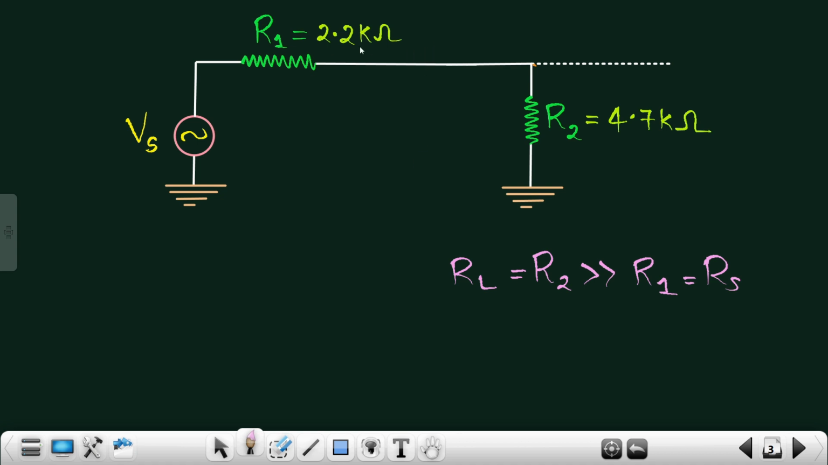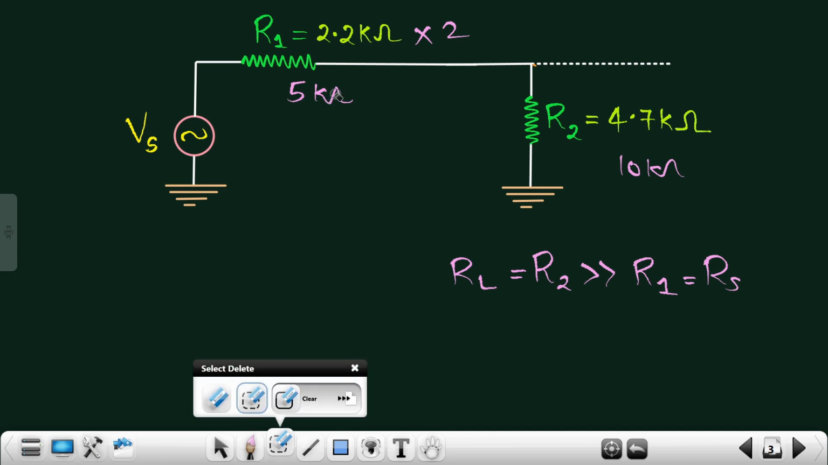I had just taken a rough value for R1, which is around 2.2 kilo ohm, and then I multiplied it by 2. This pans out to be around 4.5, something like that, but I had considered this value as around 4.7 kilo ohm. If you want, you can take R1 as 5 kilo ohm and R2 as around 10 kilo ohm, or 11 or 13 kilo ohms. It totally depends on you, but make sure that R2 is greater than R1.